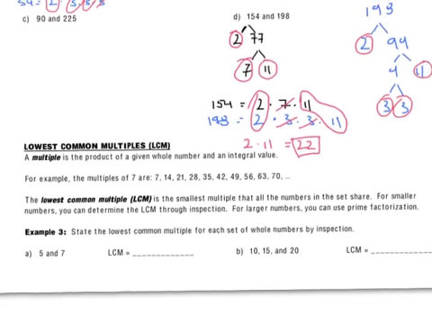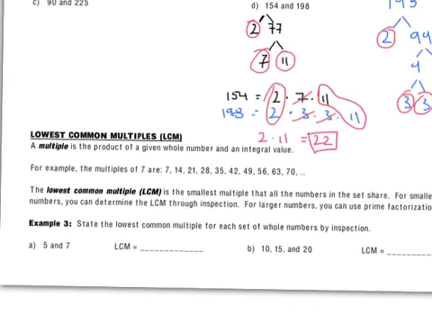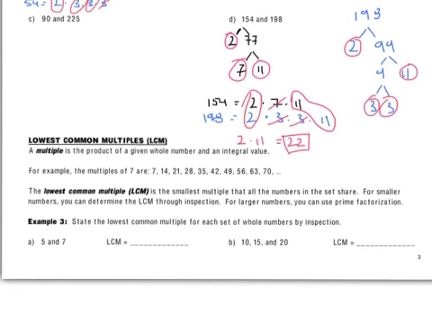Moving on to the lowest common multiple, you might recall from previous years that the lowest common multiple is the smallest multiple that all the numbers in the set share. For smaller numbers, you can determine the LCM through inspection. However, for larger numbers, we have to use the method of prime factorization. Recall that a multiple is a product of a given whole number and an integral value. Integral value means a number 1, 2, 3, 4. So for example, 7 times 1 is 7, 7 times 2 is 14, 7 times 3 is 21, and so on. These numbers here are the multiples of 7.